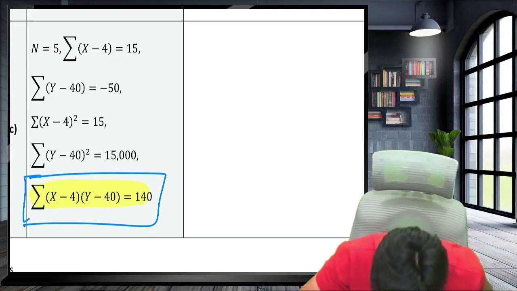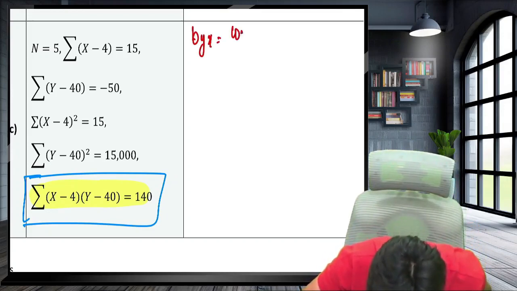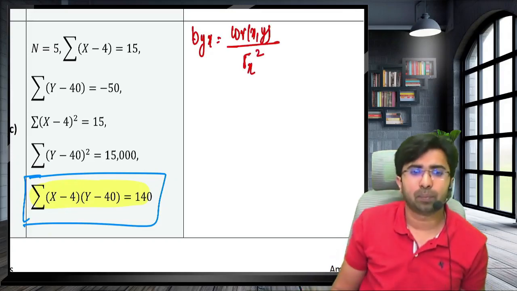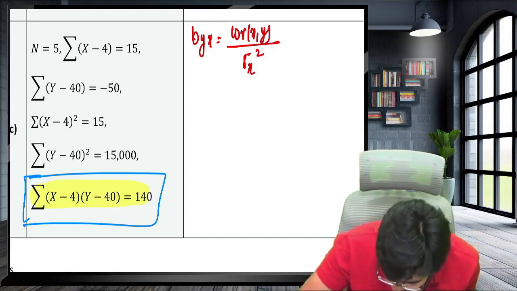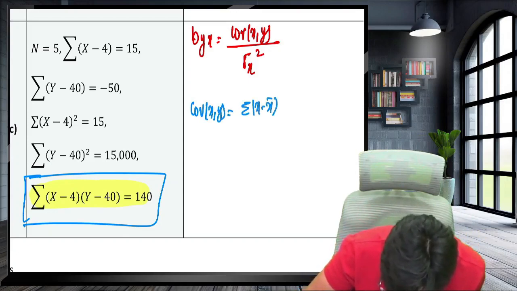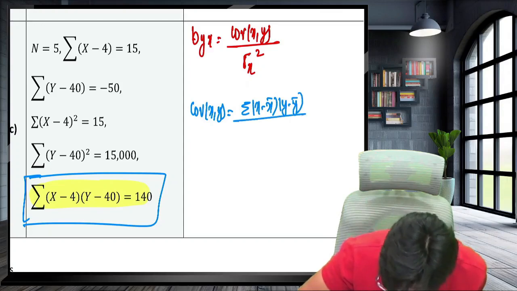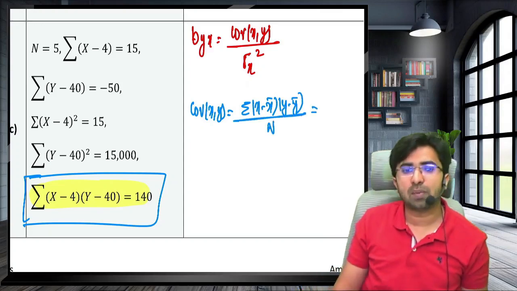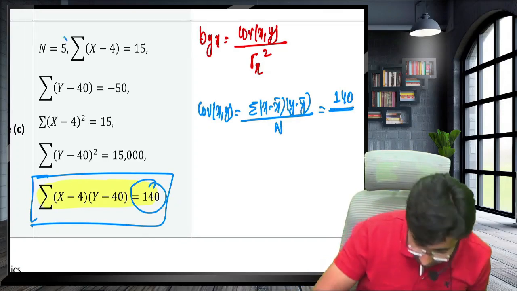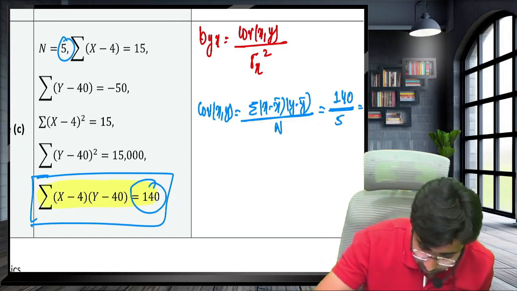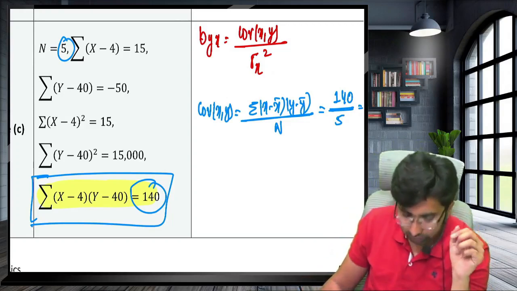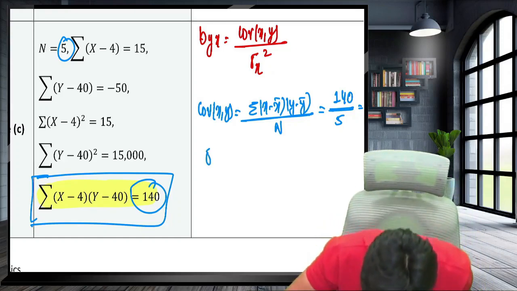I need to calculate b y on x. Same formula: covariance between x and y divided by standard deviation of x whole square. Can you compute the covariance? Yes sir, covariance means summation of x minus x bar into y minus y bar divided by n. The summation of x minus x bar into y minus y bar is 140. What is n? It is 5. 140 divided by 5 is 28. Is this point clear? Now, can you compute the standard deviation of x?